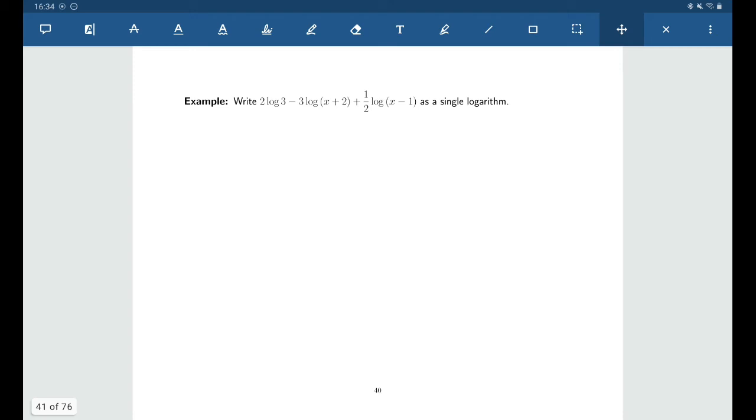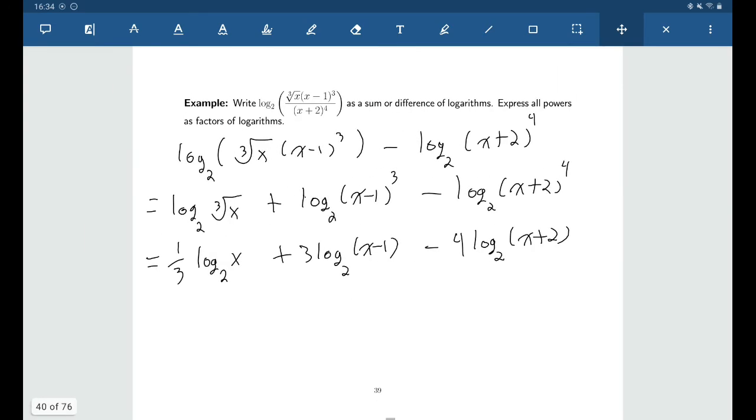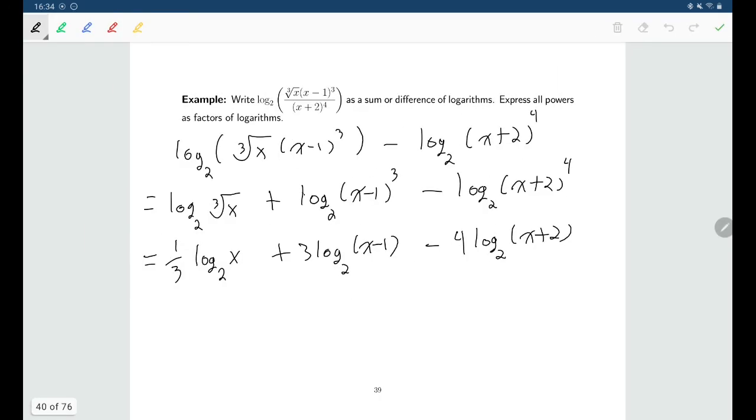And now we do the reverse. We're going to combine everybody and write them as a single logarithm. So I'll basically do the opposite of what I did here. Here, the last thing that I did was bringing the powers down in front. And then the first thing that I did was splitting up my logs into sums and differences. So I'll do the reverse.